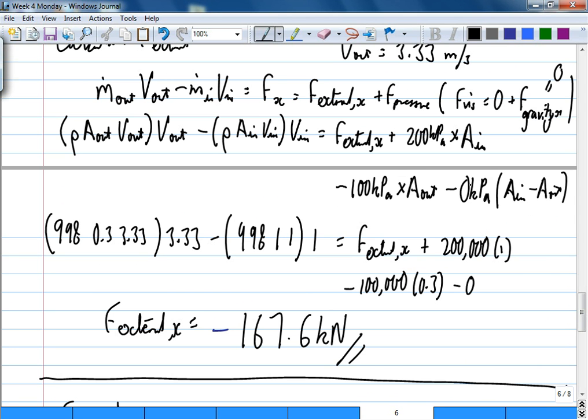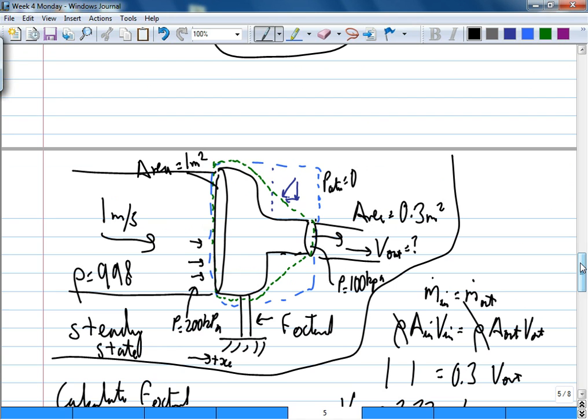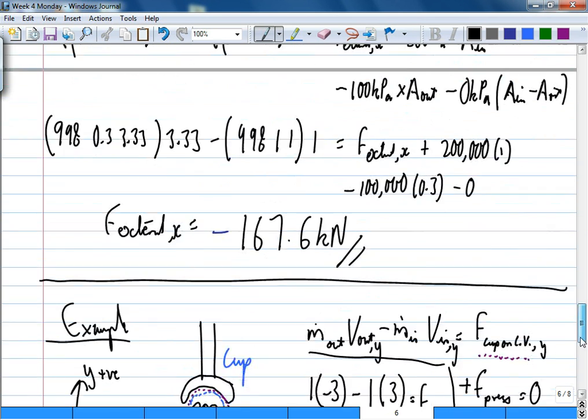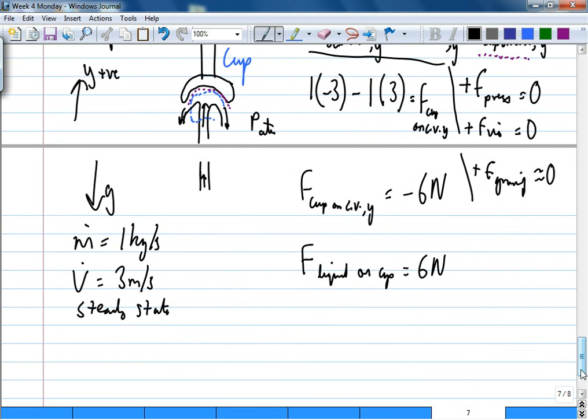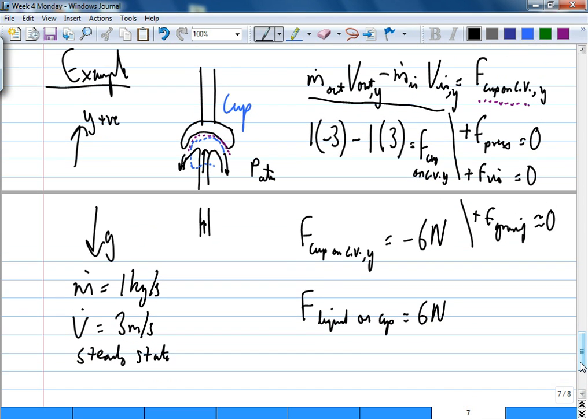No, the pressure here is 0 because out here is atmospheric. All this is in terms of gauge pressure, so here pressure is equal to 0. A in minus A out is this area here. Later I can explain to you more. Any other questions?